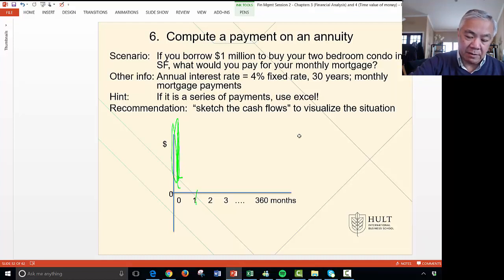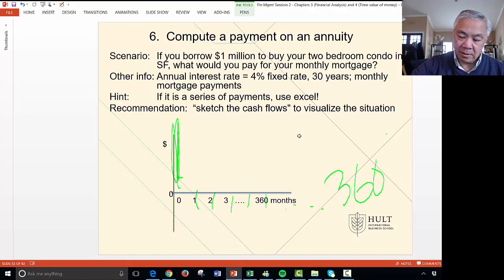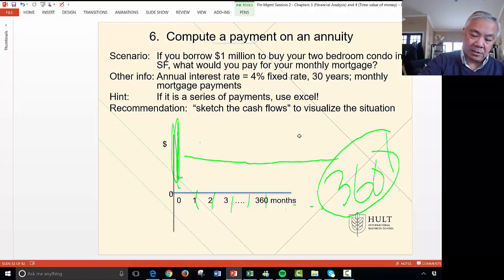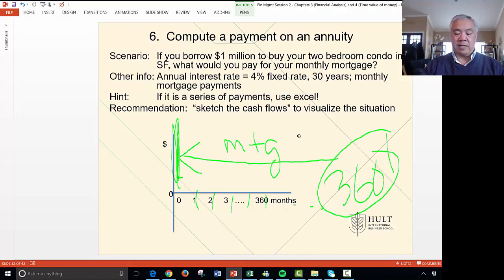And then every month we pay a little amount of money, all the way out 360 times, right? And that 360 leads back to the amount of mortgage. And that's how we do it. Okay, so let's jump into Excel. All right, so let's go to Excel and see how to do that calculation.